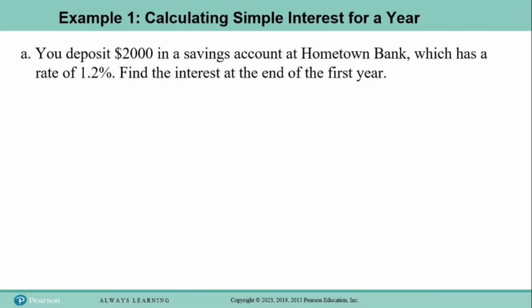So let's look at example 1 together here. It says you deposit $2,000 in a savings account at Hometown Bank, which has a rate of 1.2%. Find the interest at the end of the first year. Okay, so first we know that they are asking us to find the amount of interest, and so we know we're going to need the interest formula. So let's write down I equals PRT, and then let's go back to the problem and pull out our known values. So first of all, the $2,000 that we deposit, that is the principal, the starting amount.